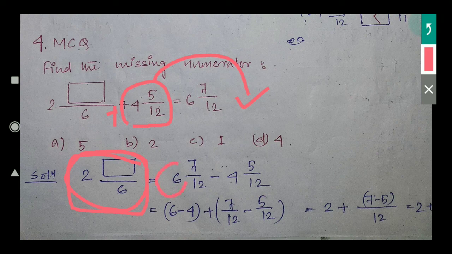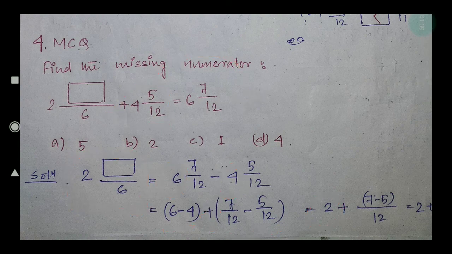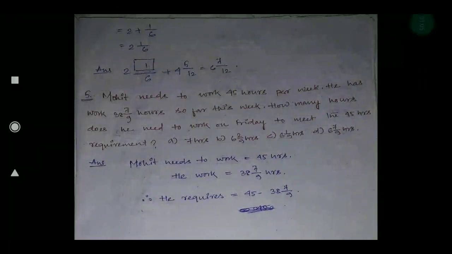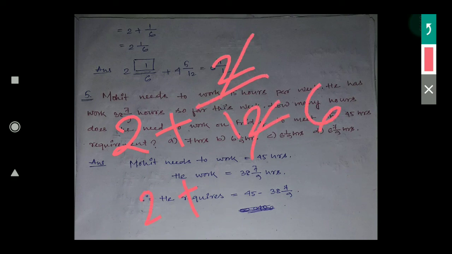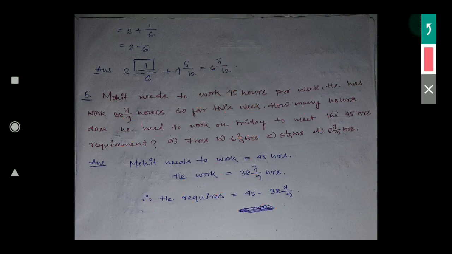Now see, I am separating the whole number parts: 6 minus 4, and after that the fractional part, plus 7 by 12 minus 5 by 12. 6 minus 4 is 2, and the LCM is 12, and then 7 minus 5 is 2. So we have got 2 plus 2 by 12. Okay, so it will be 2 plus 1 by 6. 2 plus 1 by 6 means how much? 2 1 by 6. That means inside the blank it will be 1.